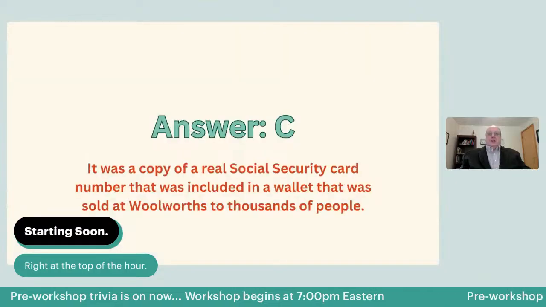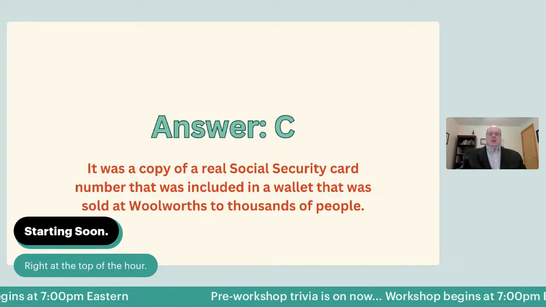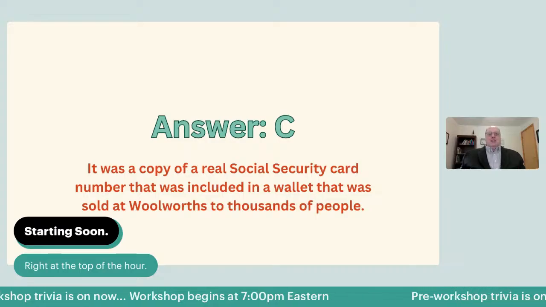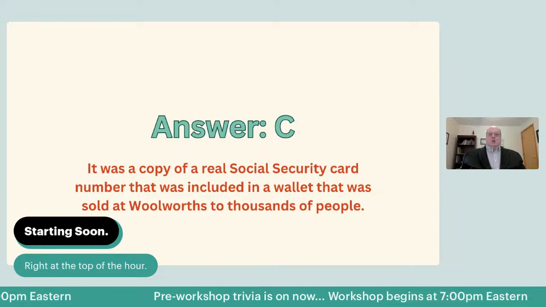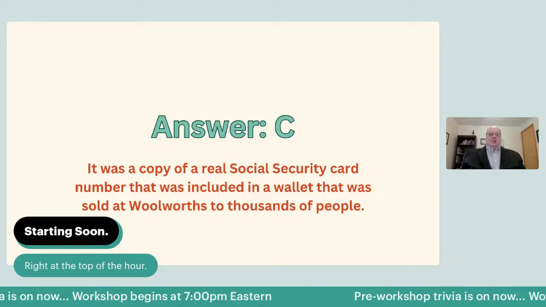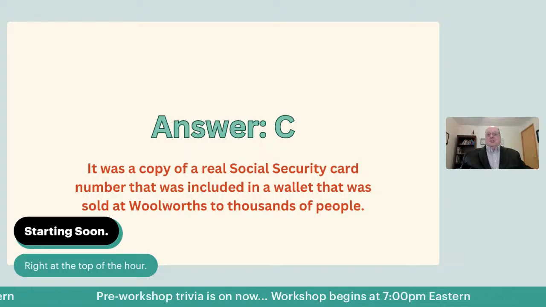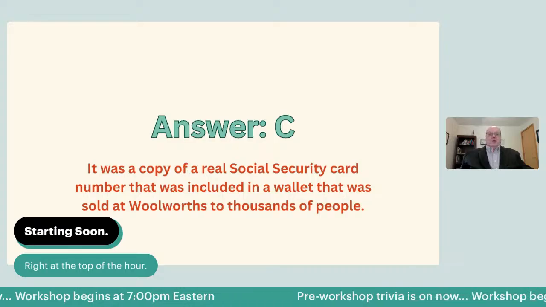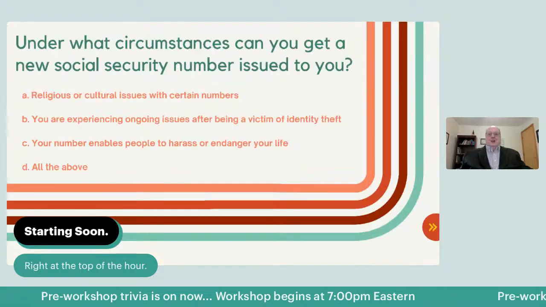All right, it is C. This falls in the strange but true category. This was an actual Social Security card, or a copy of it, put inside a wallet that was sold at Woolworths to literally almost 1 million people. 40,000 of them decided to use it. Since it was a real number, it worked. It was actually an assistance number, an actual Social Security card that was put in. They forgot to tell the printer not to use the actual number. It's strange but true.